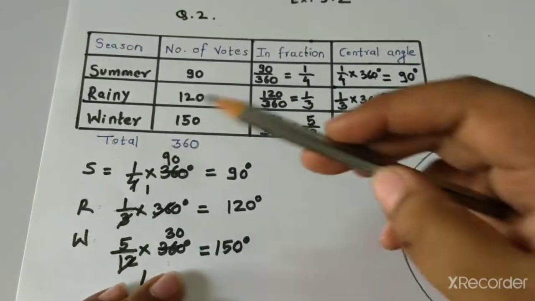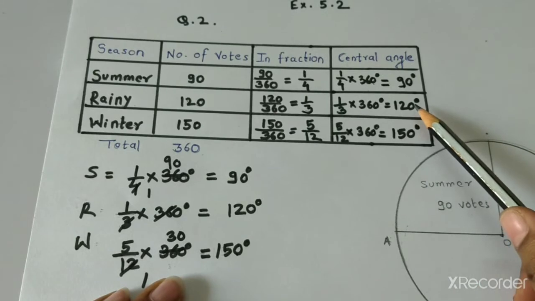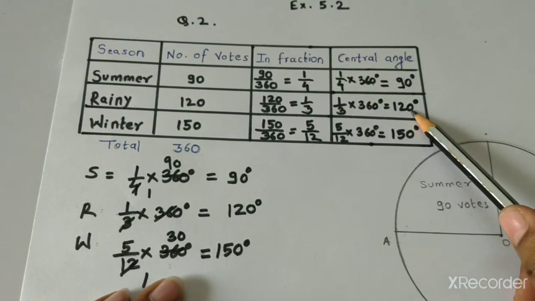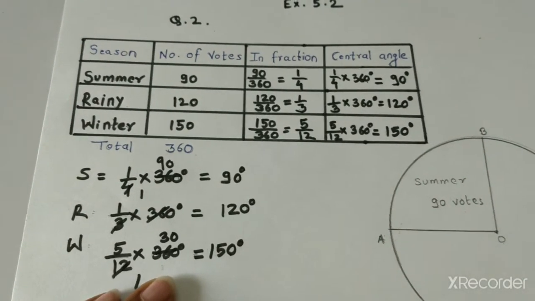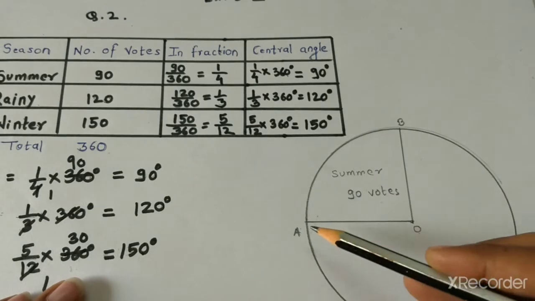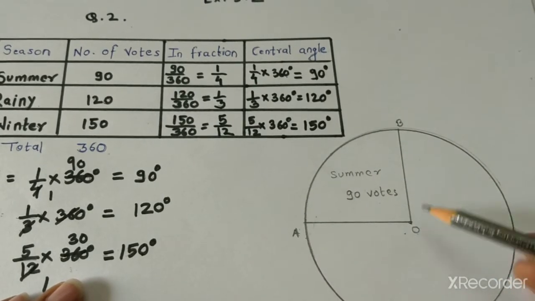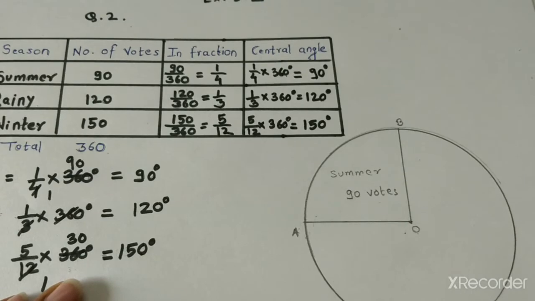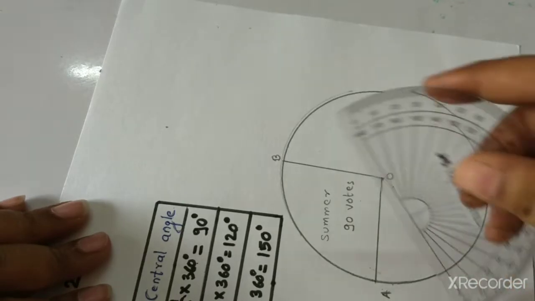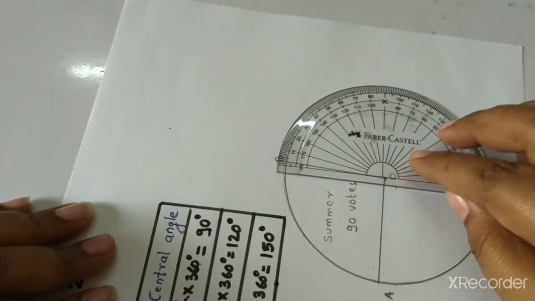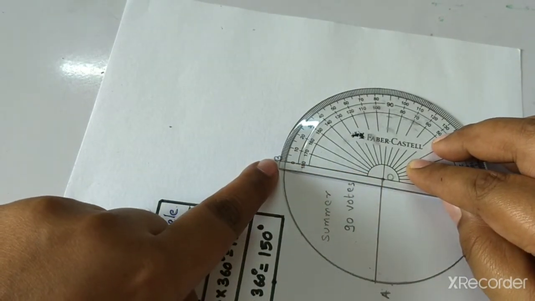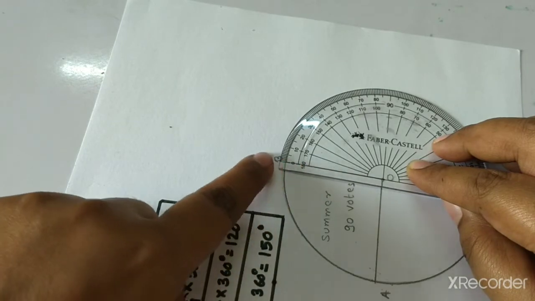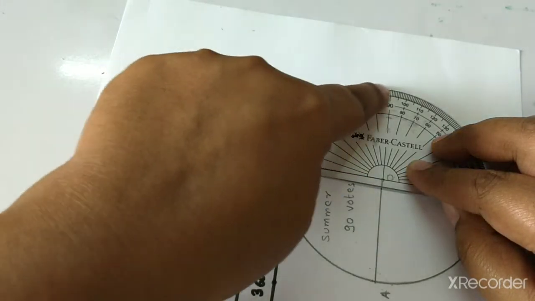Now next one is what? Rainy, right? Rainy is how much, children? We got the central angle of the sector as 120 degree. Now suppose I mark this as B. Either you take AO as base or you take OB as base, anything will do, children. Suppose I take OB as base. I'll turn my paper. Again I will keep my center point at O and match my line with OB. So now where is my B? Here. So this is my 0 from where I will start the angles.